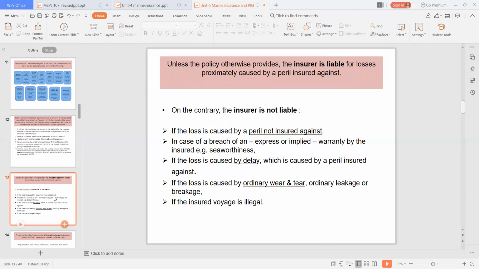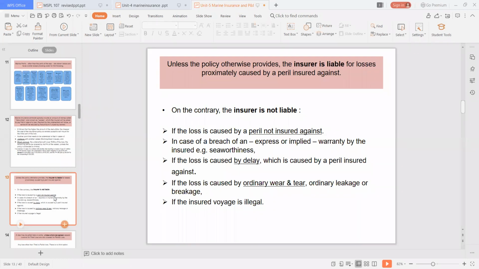Unless the policy otherwise provides, the insurer is liable for losses proximately caused by a peril insured against. On the contrary, the insurer is not liable if the loss is caused by a peril not insured against.